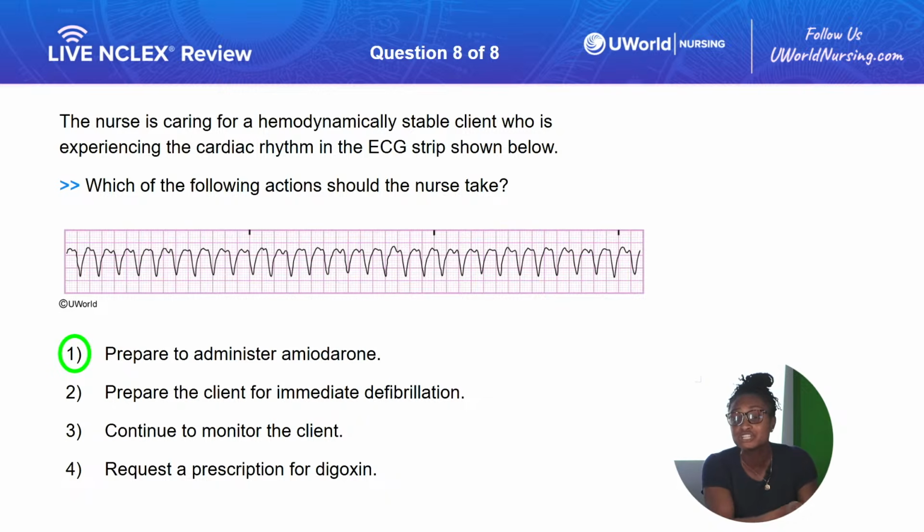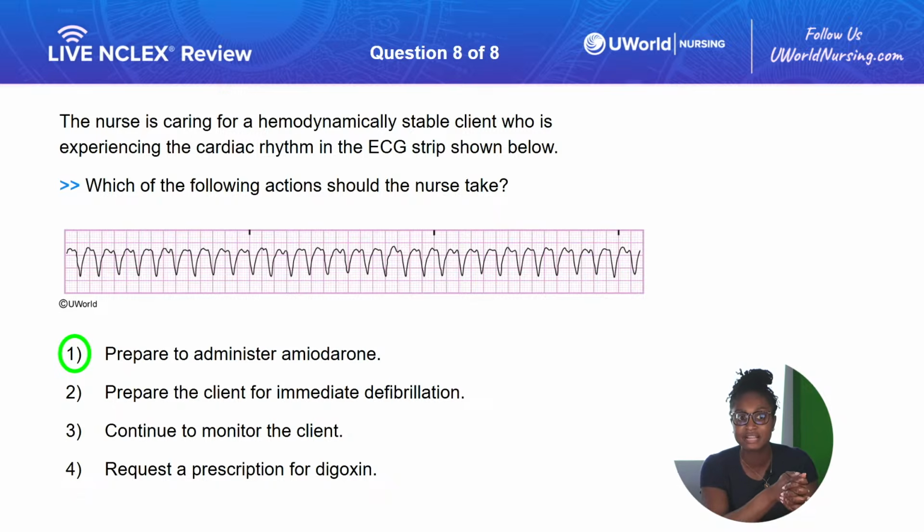So administering amiodarone, which is an antiarrhythmic medication that's used to restart the heart and put them back in a normal rhythm. We usually give that loading dose and then that maintenance dose to keep them in that rhythm, because this rhythm can quickly turn into VFib, or they can stay in this rhythm for a very long time and then become even more compromised. So we want to put them on a maintenance dose to keep them in a normal sinus rhythm. So that would be our most correct answer in this case.